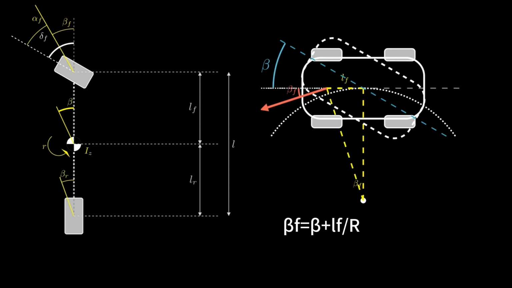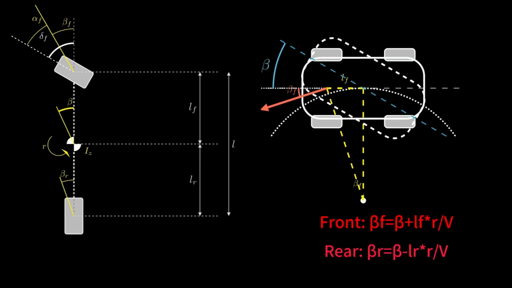Since the yaw rate r equals v divided by r, we can substitute this into the equation. Beta f equals beta plus LF times r divided by v. By the same logic for the rear wheels, beta r equals beta minus LR times r divided by v. In this way, we have successfully established the relationships between beta, beta f, and beta r.